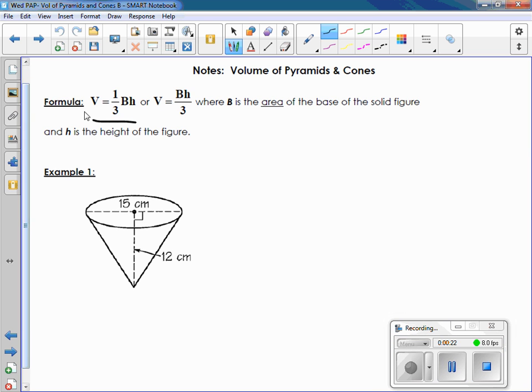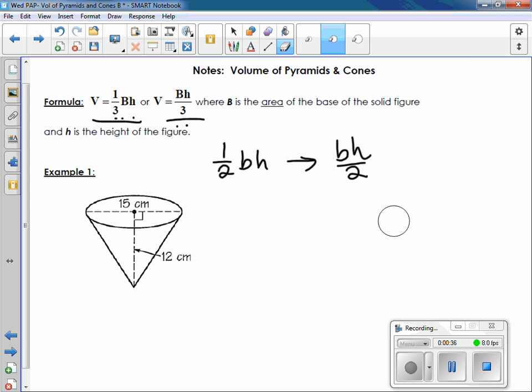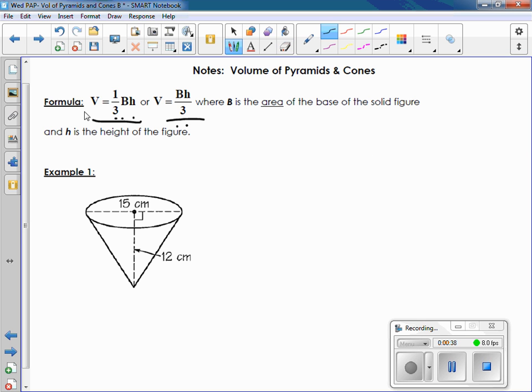So you have two formulas, which are really the same thing, just like when we did 1/2 base times height, and we said that was the same thing as base times height divided by 2. Now we've got 1/3 base times height, and that's the same thing as base times height divided by 3. So remember that big B is the area of the base.